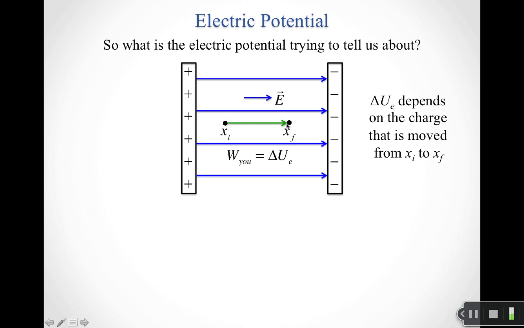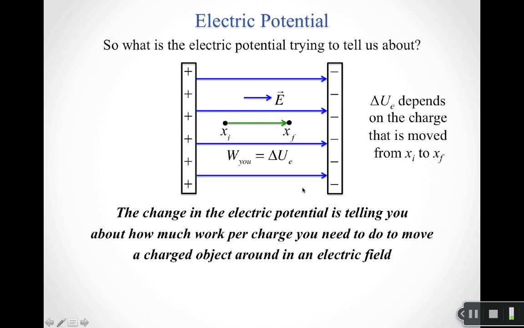So I would increase the potential energy of a negative charge by moving it from this initial position to this final position. So for a positive charge, the potential energy would decrease in following this path. For a negative charge, it would increase in following this path. So again, the change in the potential energy depends on the charge. And all we're trying to say with the electric potential is that I don't want that charge to matter.